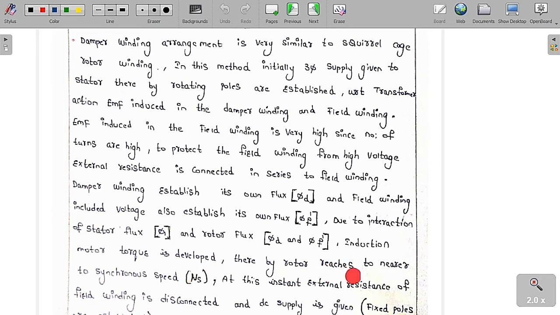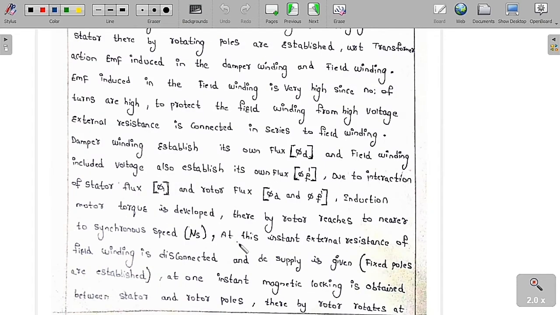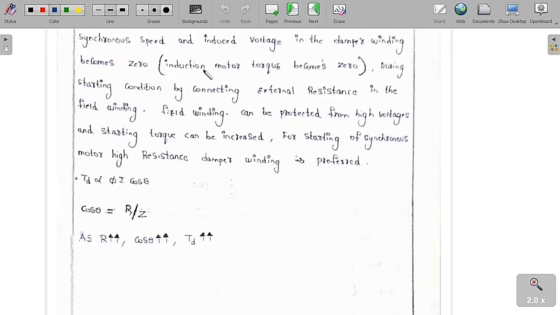Thereby, the rotor reaches near to synchronous speed Ns. At this instant, the external resistance of the field winding is disconnected and DC supply is given. Fixed poles are established. At one instant, magnetic locking is obtained between the stator and rotor poles. Thereby, the rotor is going to rotate at synchronous speed, and the induced voltage in the damper winding becomes zero because induction motor torque becomes zero.